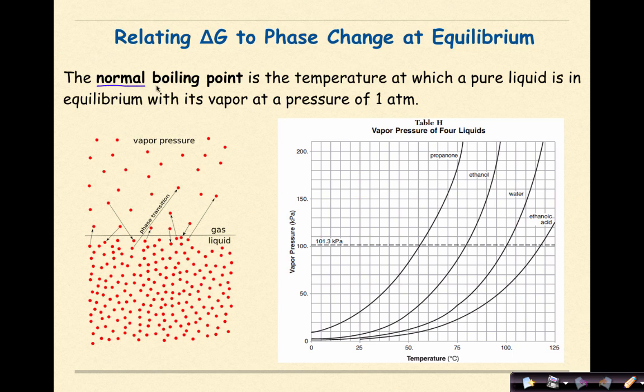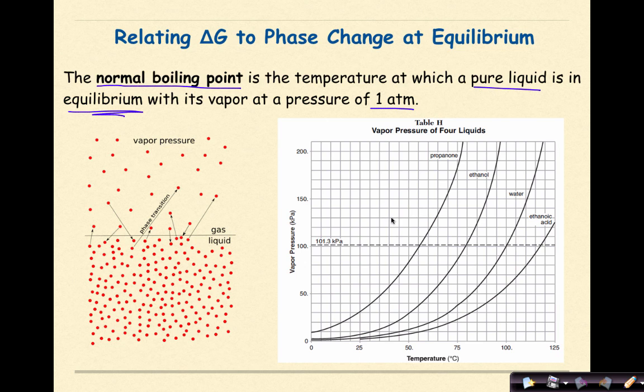The normal boiling point is the temperature at which a pure liquid is in equilibrium with its vapor at a pressure of 1 atmosphere. So if we look at this representation over here, we can see that we have vapor pressure above and we have liquid below. And we can see that the phase transition either goes from the vapor becoming a liquid or the liquid becoming a vapor. So this diagram basically represents the phase change.